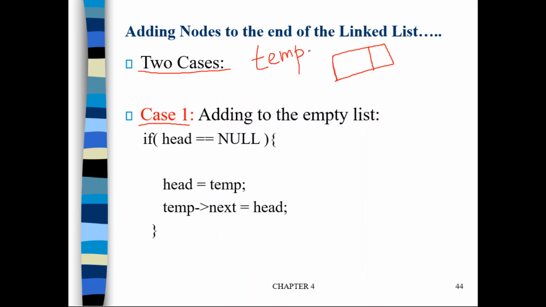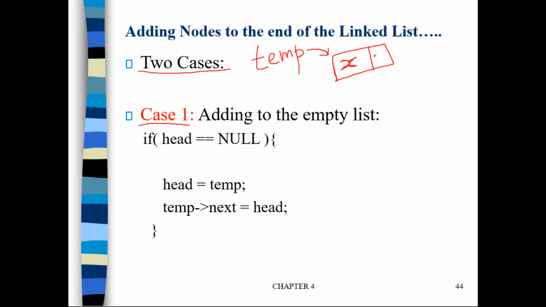So the new node is created. Let us assume the new node is called temp, and assume its data part contains the value x. New node we will always add to the end of the list. So if it is added to the end of the list, its last pointer should point where? It should point to head.